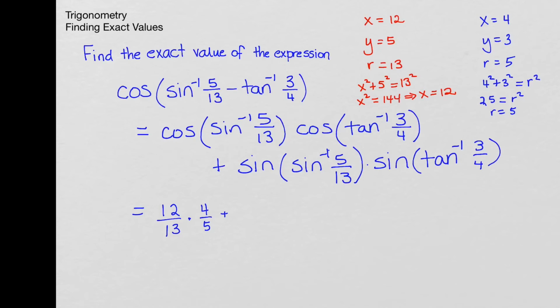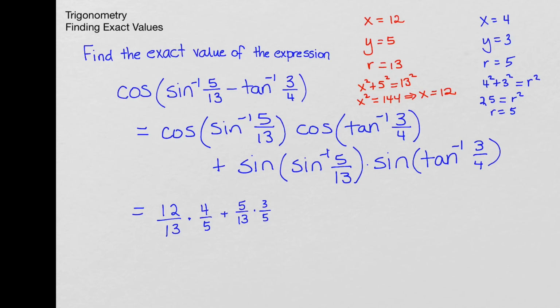Plus sine of sine inverse of 5/13, well, that's just 5/13, that's nice. And sine of tangent inverse of 3/4, that's going to be y over r, and that's 3/5.